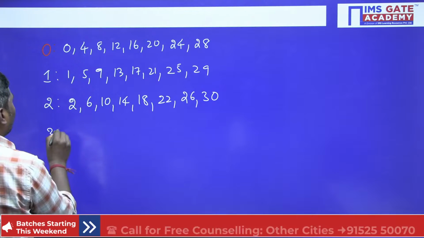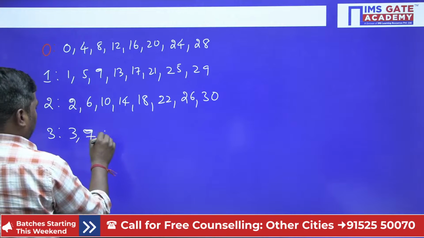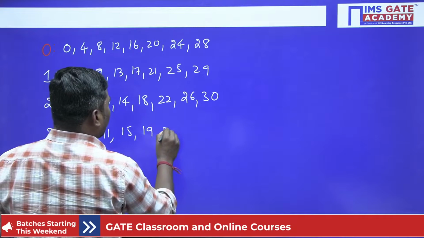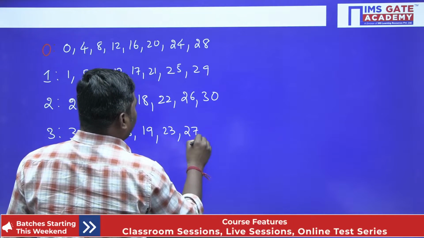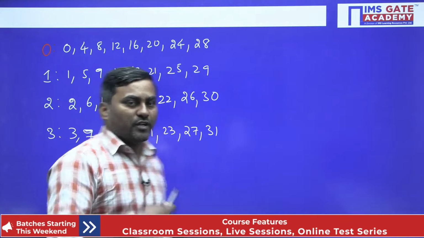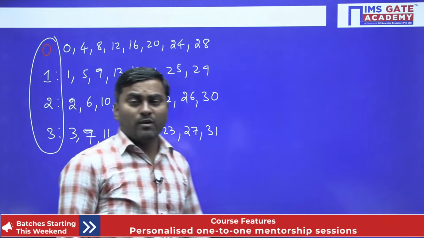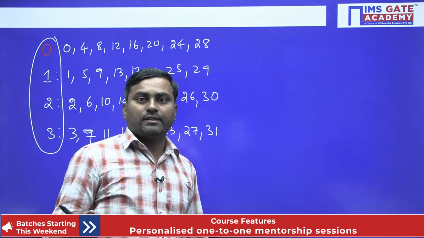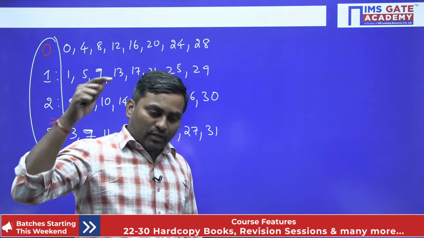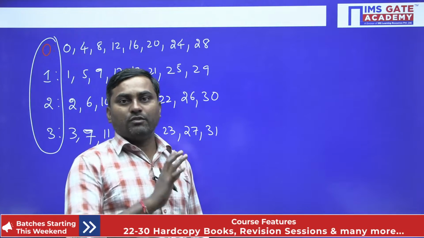For block number 3: 3, 7, 11, 15, 19, 23, 27, 31. See, now these are the main memory blocks which are referring into the cache blocks. There are 32 blocks in main memory and 4 cache blocks. For each block of cache memory, 8 blocks are referring. Out of 8, 1 will be there, that we discussed.